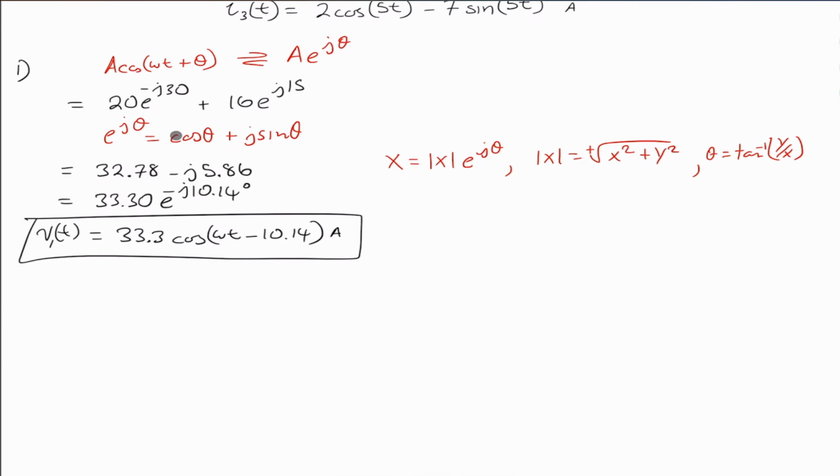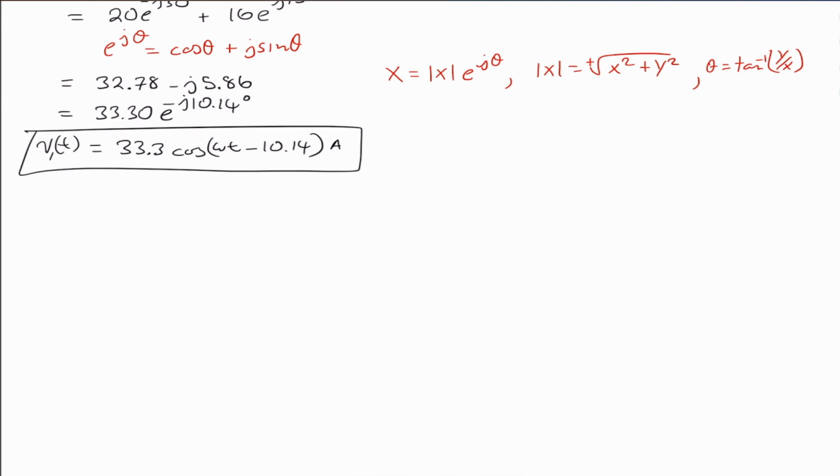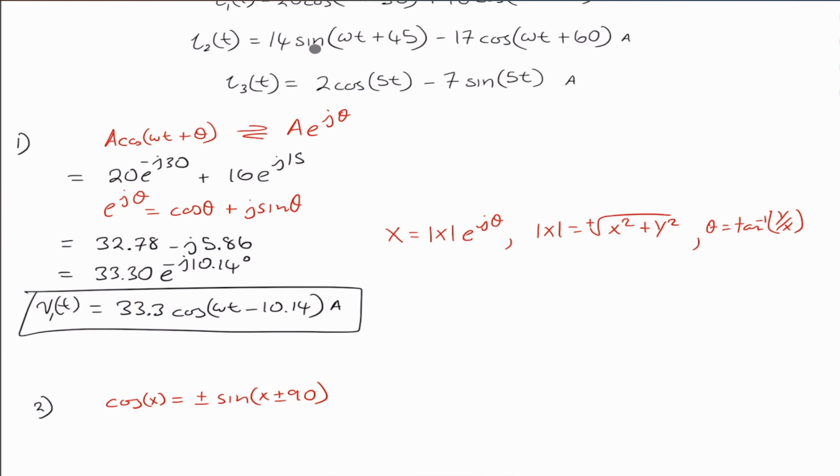So now on to the second expression, which is I2 of t. Because in the phasor domain we need the positive cosine, we adopt the positive cosine form. So we're going to need to change this into a cosine, and we also need to change this into a positive cosine. So we then go ahead and use the identity that cosine of x is equal to plus or minus sine of x plus or minus 90 degrees. That will allow us to change our sign.